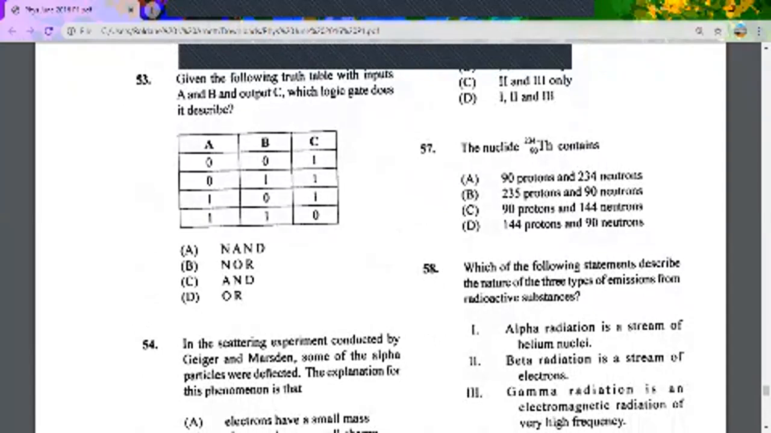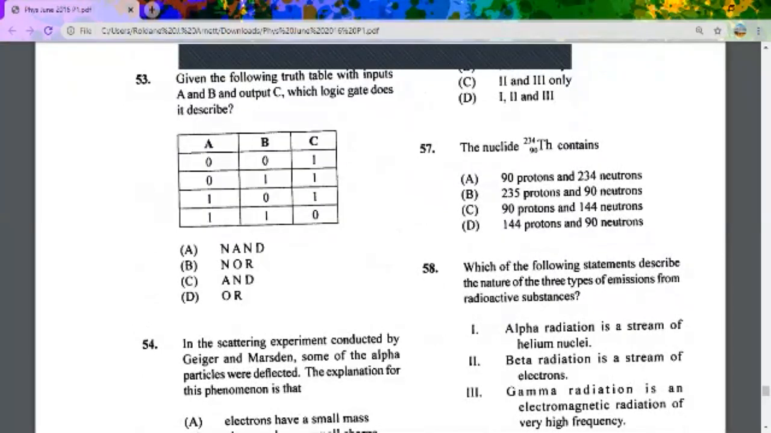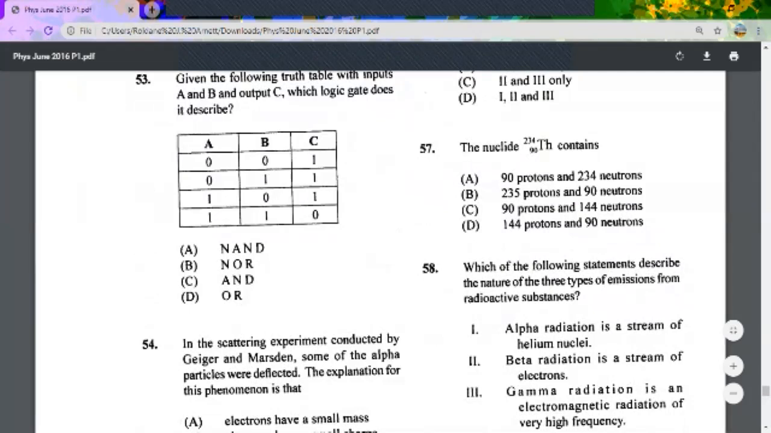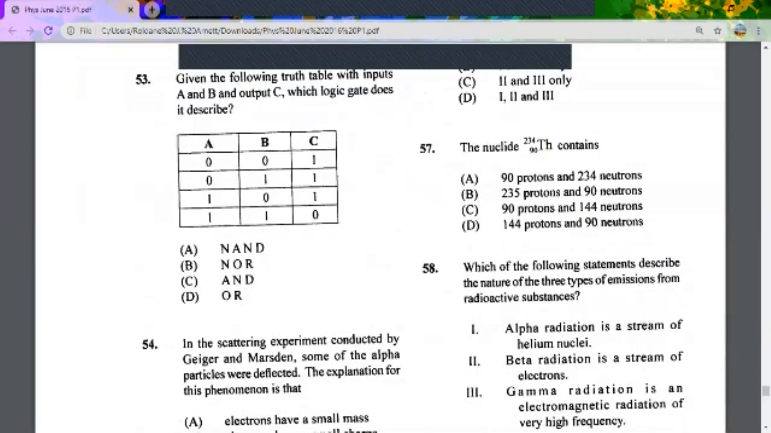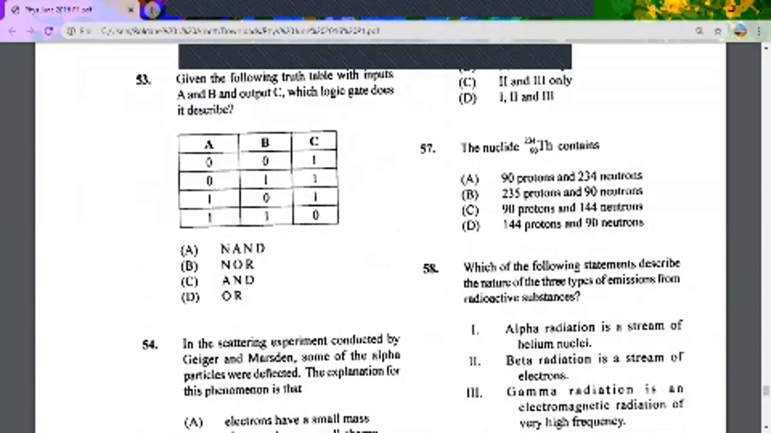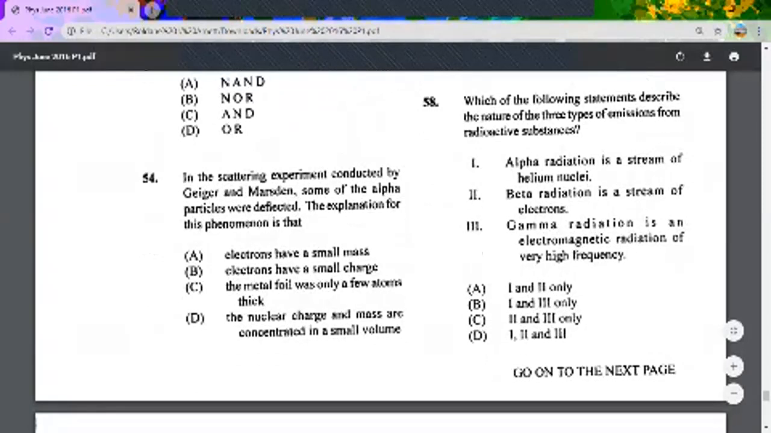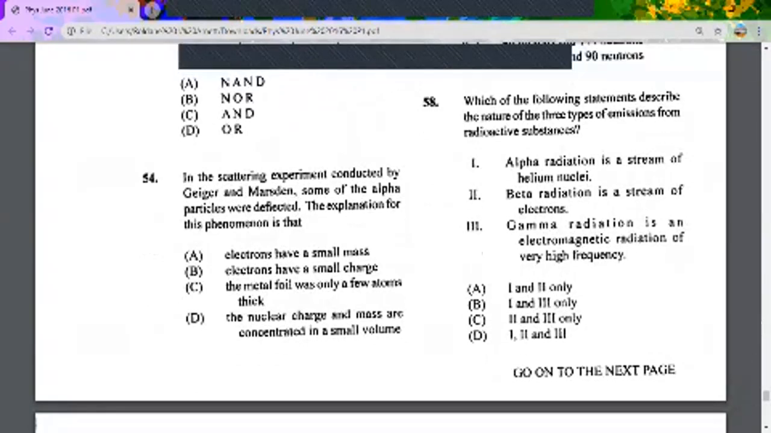The nuclide thorium 234, 90 contains 90 protons, as you can see by the atomic number, and 144 neutrons. Simple. From the atomic mass number and atomic number, we should know those. The answer looks like D.